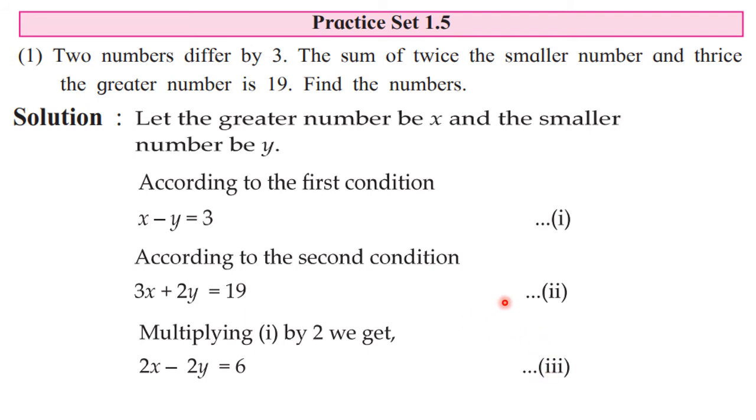Now observe equation 2 and 3. The coefficients of the variable y, they are equal. At the same time, what we can observe is their signs are opposite. So adding equations 2 and 3 will help us now. When we add them, the variable y will be eliminated and we will get value of x. So our next step is adding equations 2 and 3.